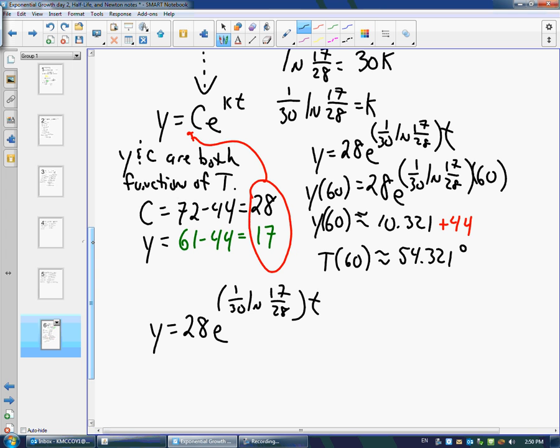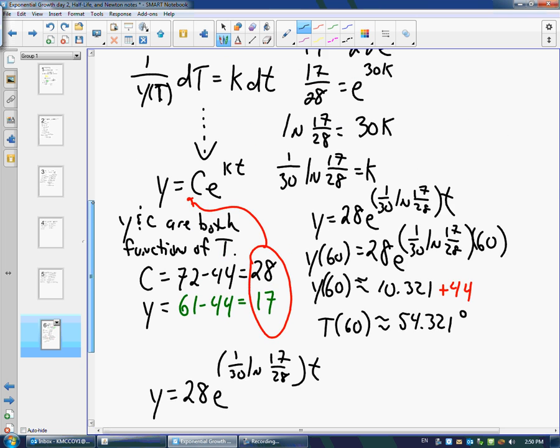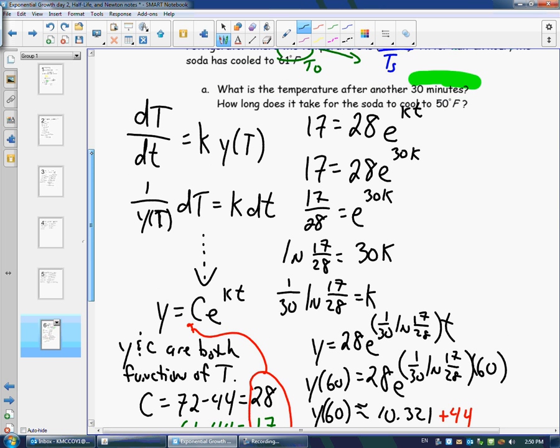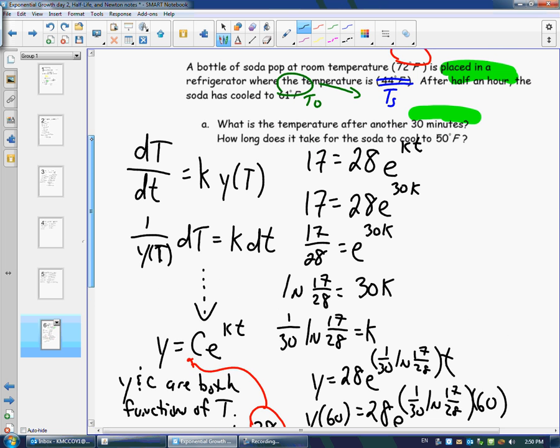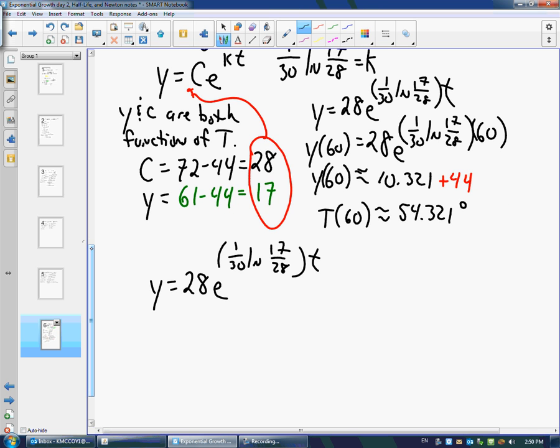Well, if it took 60 minutes to get to 54.321 degrees, it should take a little more than an hour to get there, at least you would think so. The biggest thing is you have to remember again that y is the difference between the temperature and the temperature of the surroundings. So we want to figure out how long it's going to take to get to 50 degrees, and the surroundings again were 44 degrees. So y is 50 minus 44, which is 6.